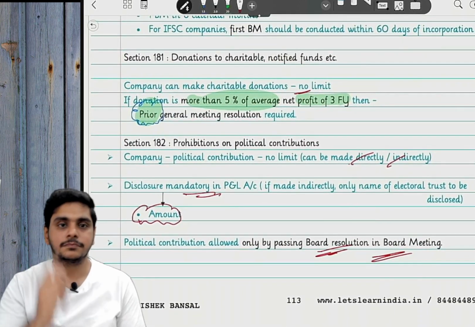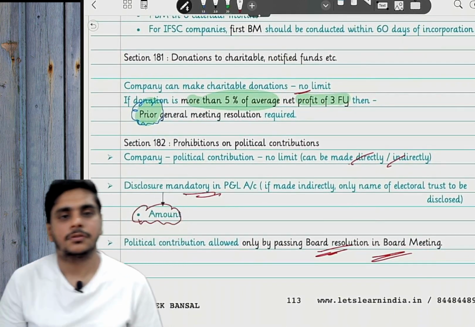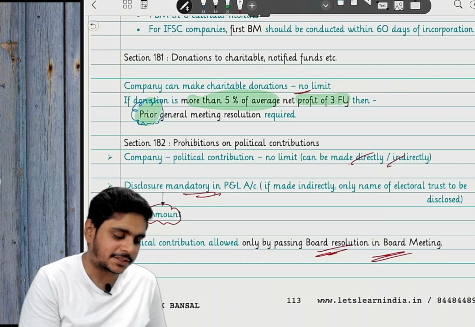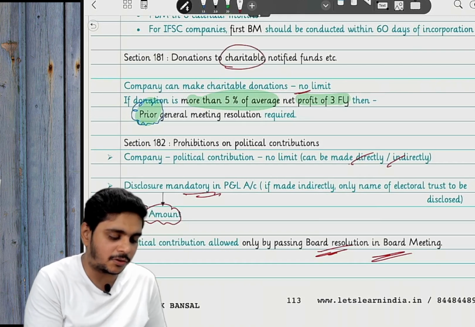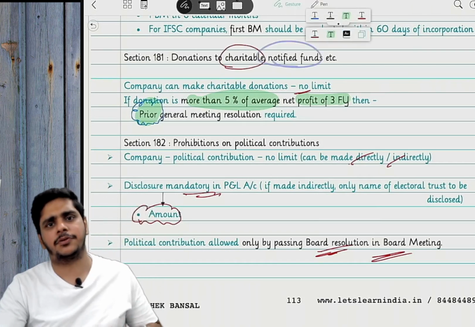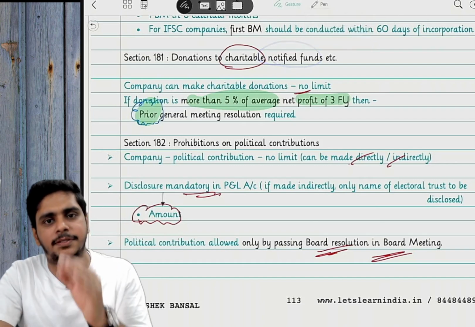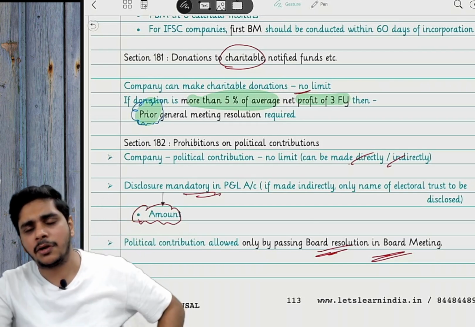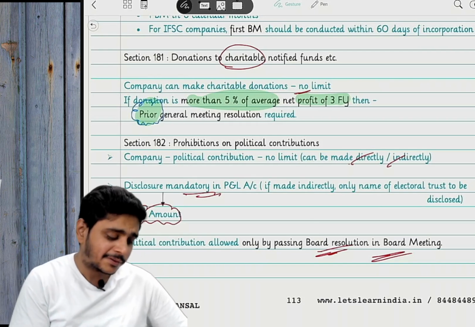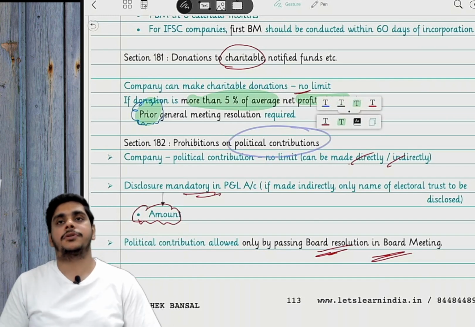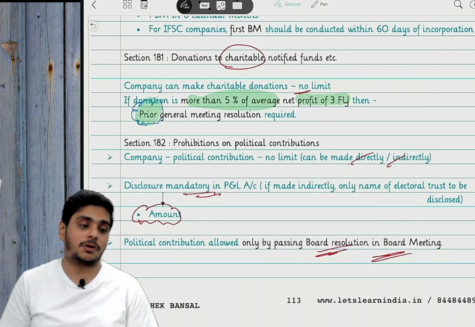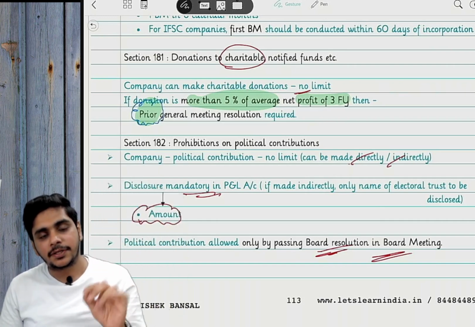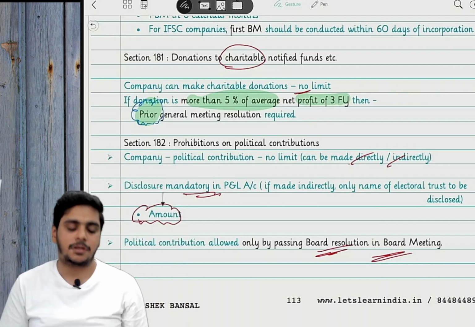Now see. Both are linked, but both are different concepts. Section 181 says donation to charitable or notified fund, etc. That is basically charitable contribution. Now when you read the heading of 182, it says political contribution. That means you are giving donation specifically for political contribution. So 181 is charitable contribution, 182 is political contribution.